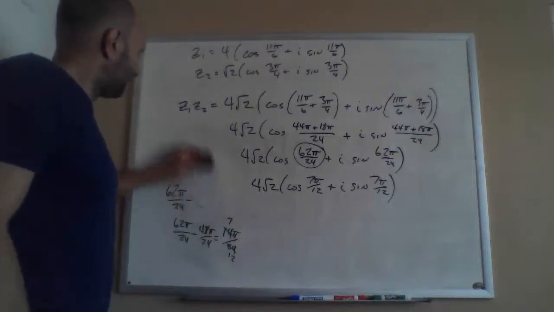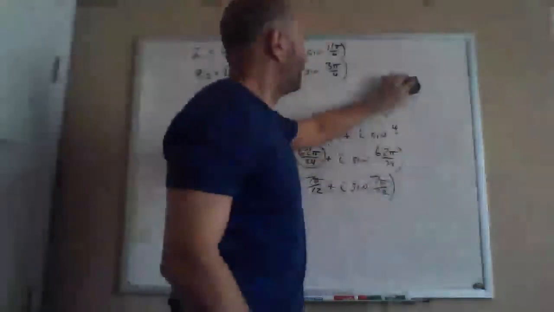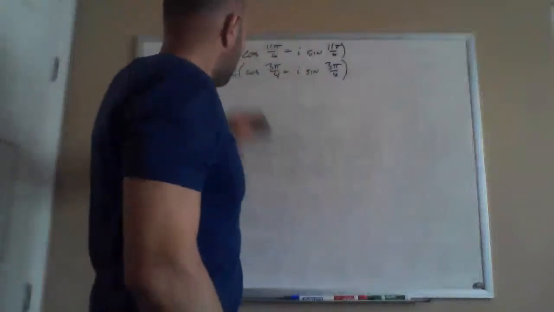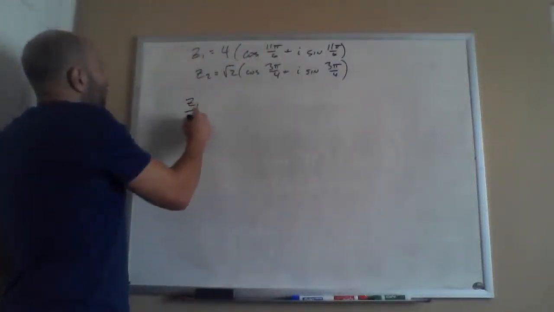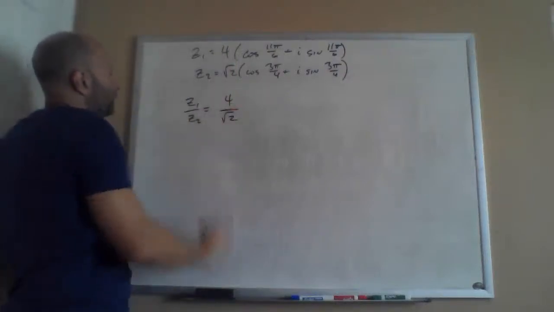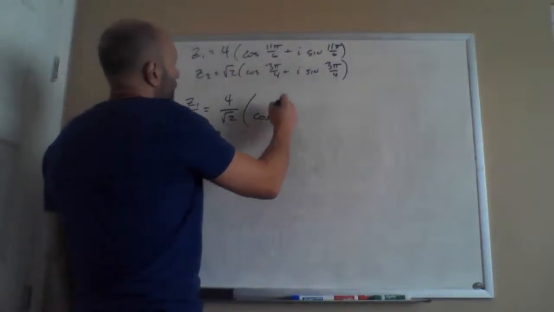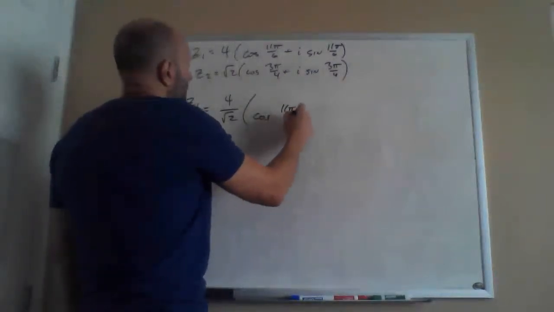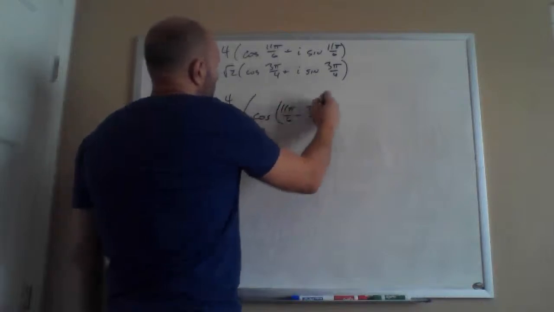All right, so let's move on here. We got to get through these problems. So next one, Z1 over Z2. So Z1 over Z2 by the formula is R1 over R2, 4 over square root of 2. And now we subtract the thetas. So cosine of 11 pi over 6 minus 3 pi over 4.